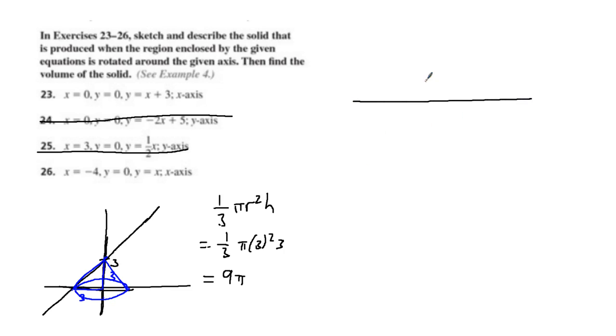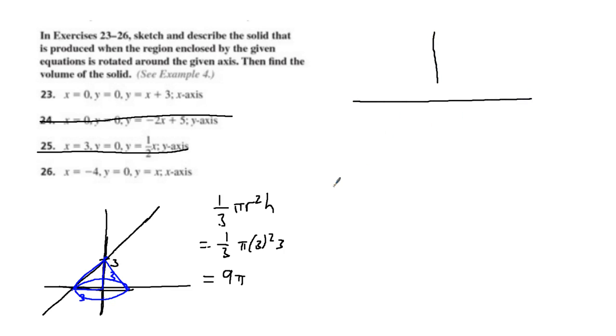And since it's like this, we only need to find the volume. We don't need to find the slant height. It's going to be really, really easy because we could just do 1/3 pi r squared h. And 1/3 pi r squared h is 1/3 times pi times 3 squared times 3, which is 9 pi. And that's 23. 24, we have a little bit of a more complex shape right here.